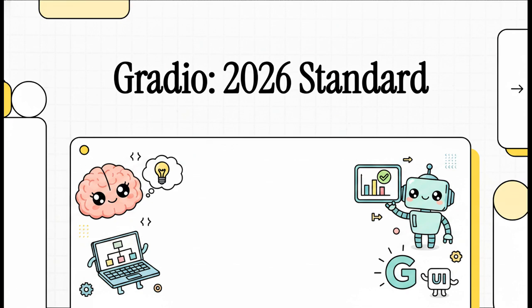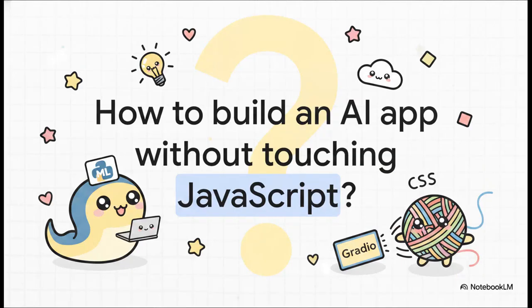Well, as we look at the landscape in 2026, there's a clear standard that has completely taken over, and it's called Gradio. So think about this. How do you build an AI app without touching a single line of JavaScript? If you work with machine learning, you've almost certainly hit this exact frustrating bottleneck. You have this incredibly powerful, meticulously trained Python model. It works perfectly. But when it comes time to build a user interface so other people can actually use it, everything just grinds to a halt.